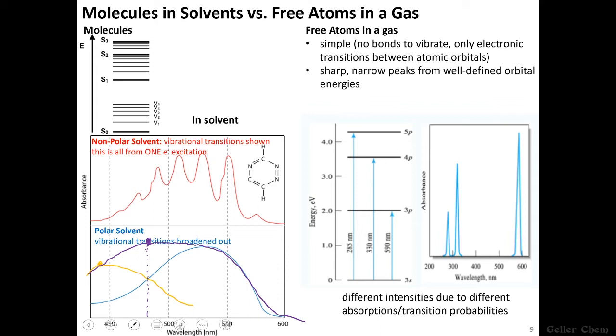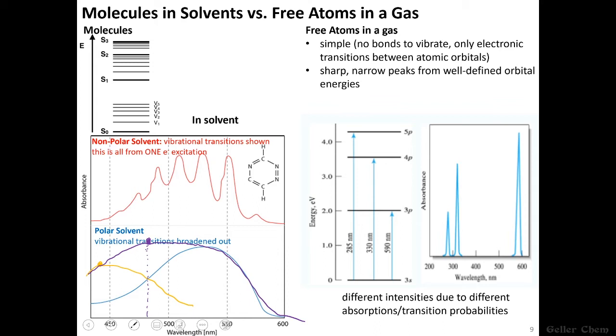But in principle, further to the left at shorter wavelengths and higher energies, there's another series of finger-like peaks that are associated with the vibronic transitions at the S2 electronic state. So again, much simpler when we deal with atoms. And so that's why we do this.